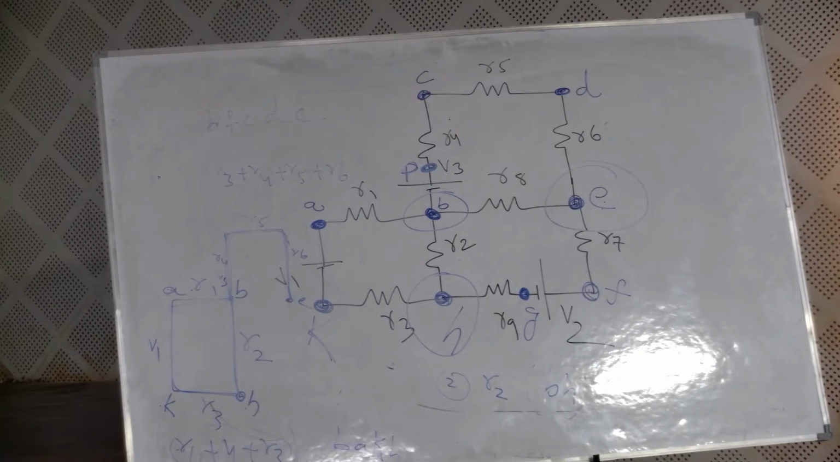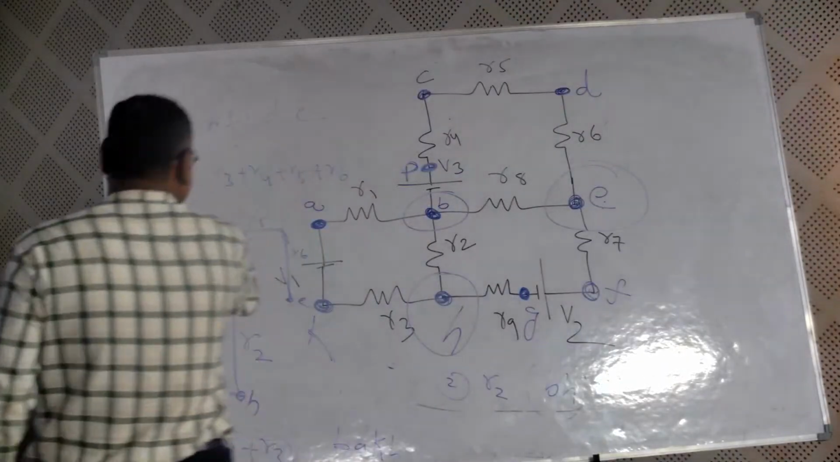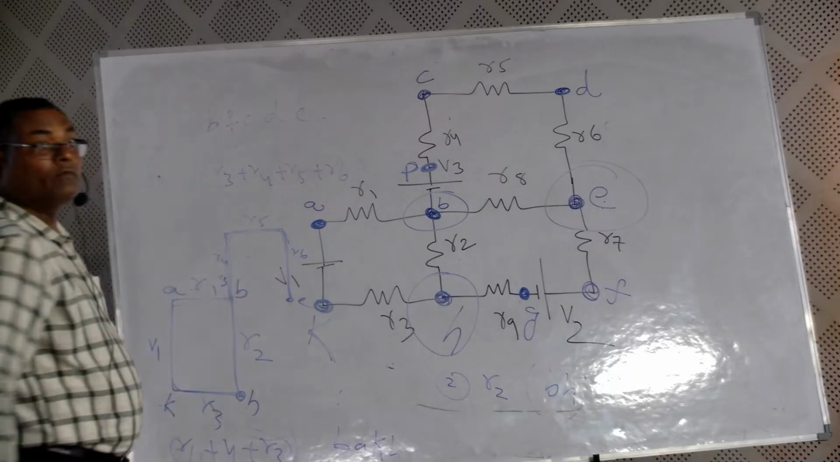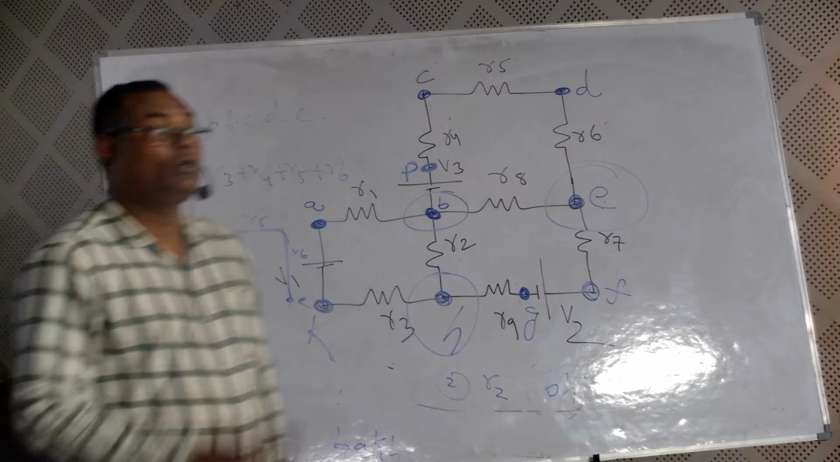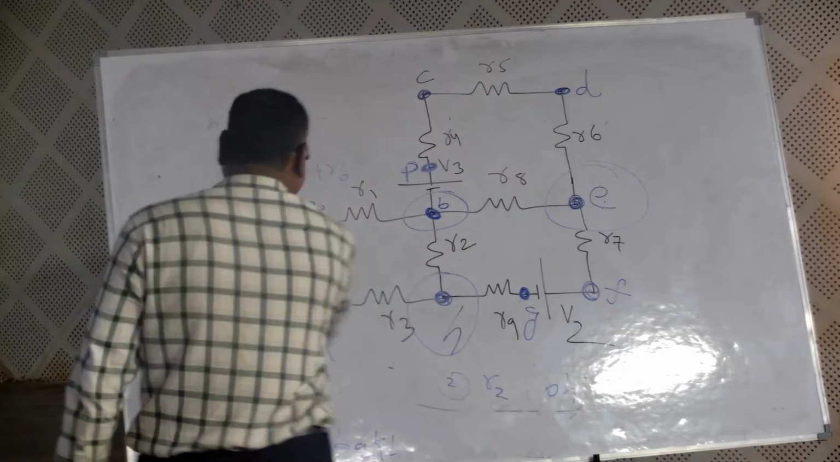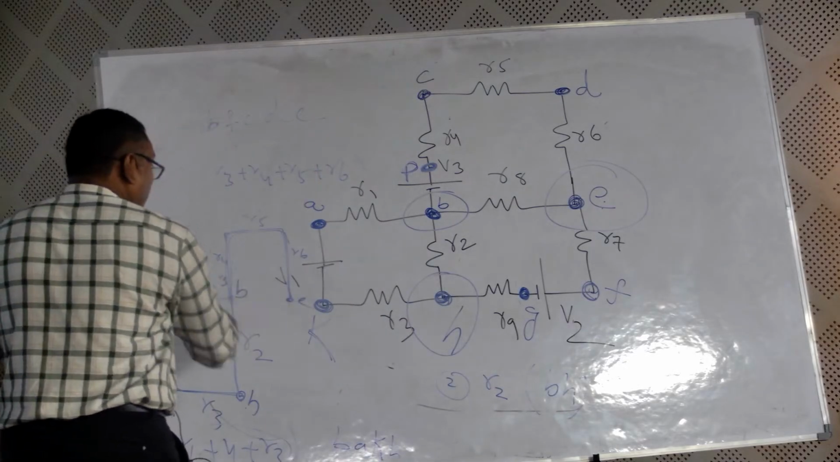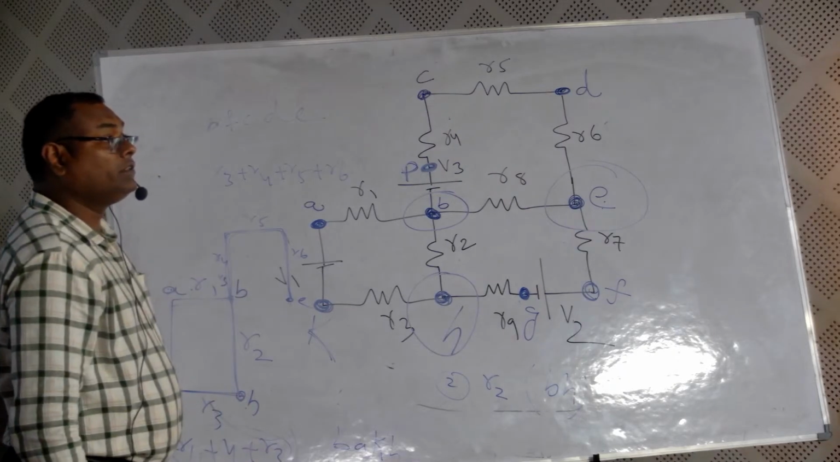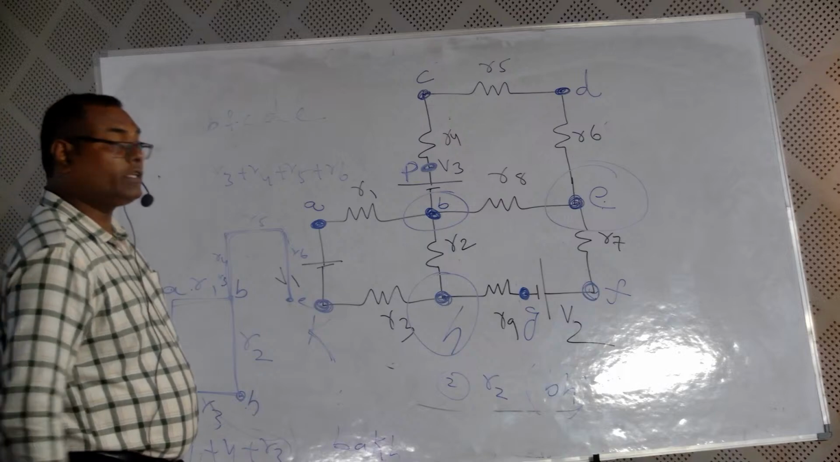Third branch. This is an incomplete circuit. You have to complete it. How many branches are required to complete the circuit? 2 branches are required. Till now we have only 3. Still we have 2 to complete the circuit. Next one.